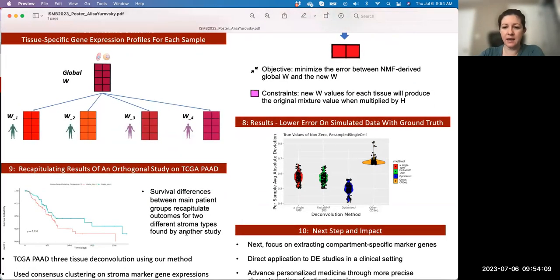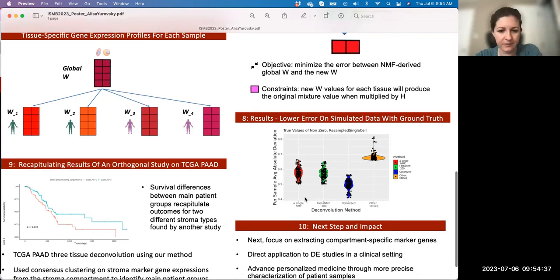In panel 8, we see the results of our work compared to other methods on one data set, which is simulated data based, of course, on real experiments, which has ground truth, which is we know exactly the tissue-specific gene expressions for each sample here. And we see that our work shown in blue has lower error.